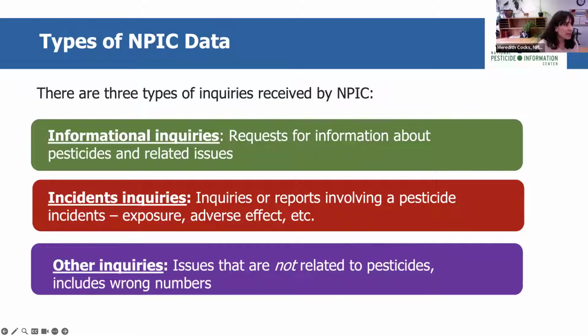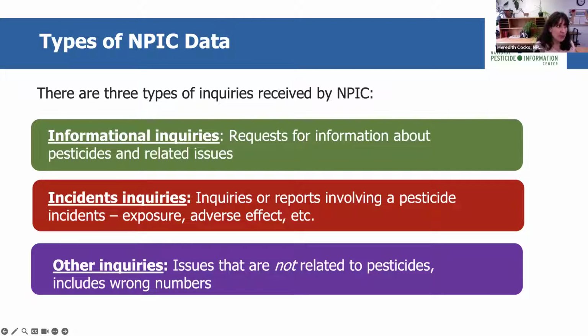So anytime an inquiry is made to NPIC, we categorize it in one of three different ways. Those are three types of inquiries. The first is considered an informational inquiry. This is most inquiries to NPIC, and they're any question about pesticides or related issues like pest control topics. An informational inquiry might be about a specific product, or it might just be about pesticides in general. For example, someone might call to talk about the pros and cons of buying organic produce. A question like that is not about any specific pesticide, it's a broader topic.